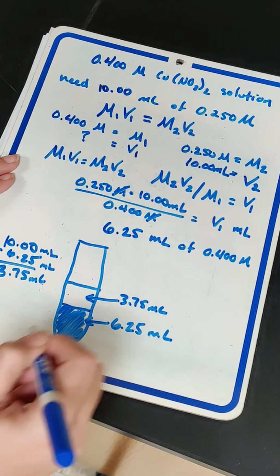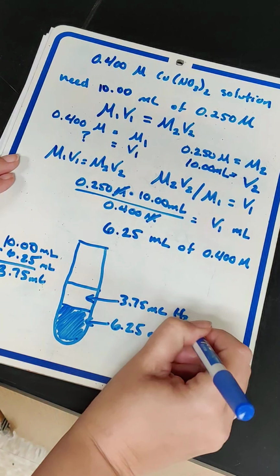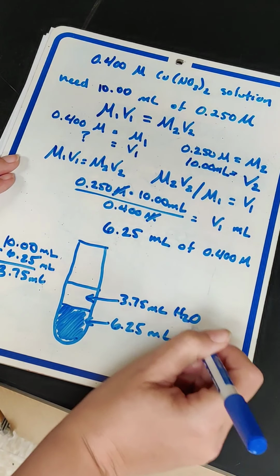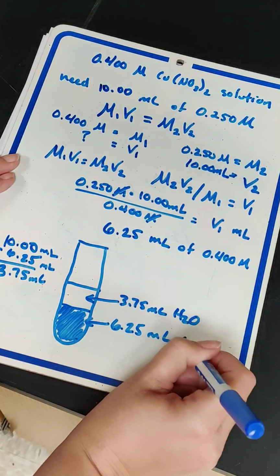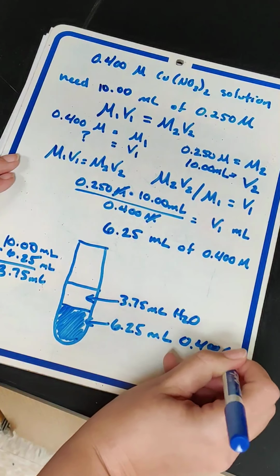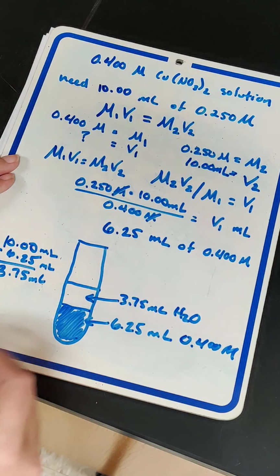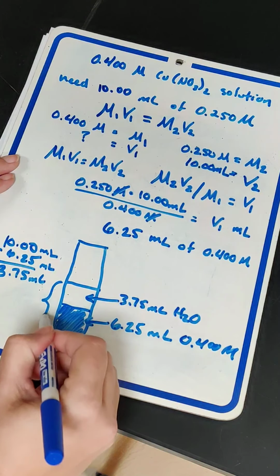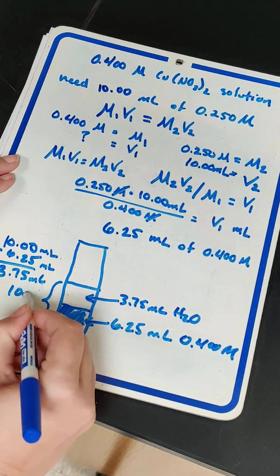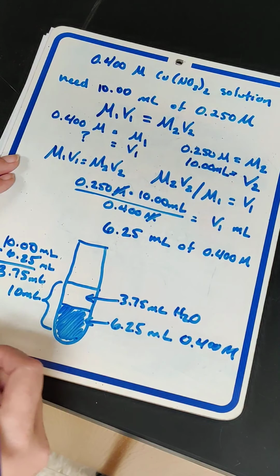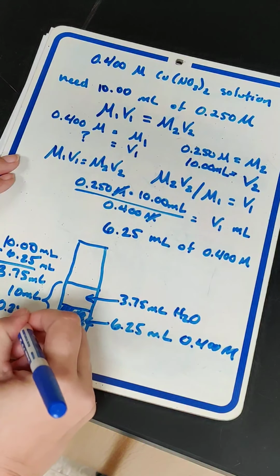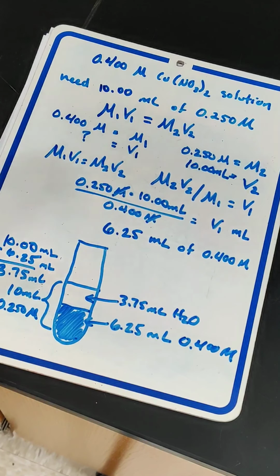So I would add 3.75 milliliters of H2O to my 6.25 milliliters of 0.4 molar solution, because that will get me a total volume of 10 mL. And now I know that that molarity would be 0.250 molar. So that's how I'm going to do the dilution calculations, and you will do that for your samples.